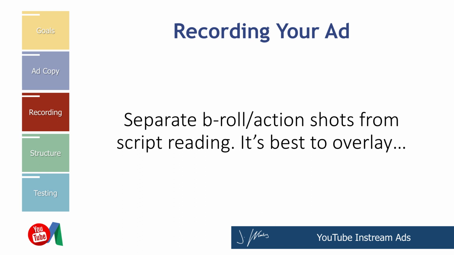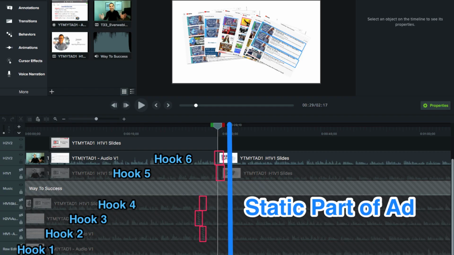I definitely recommend doing the script, recording the script, and then adding layers on top of it. And so this is a little screenshot from one of my YouTube ads projects. And you can see here, there are actually 6 hooks for this one ad. So what we do is I record different versions of the hook, and then I record different versions of the end part, the static part. And I take the best version of the static part and I use that for all 6 of these ads.